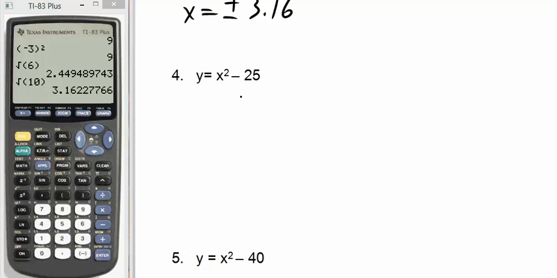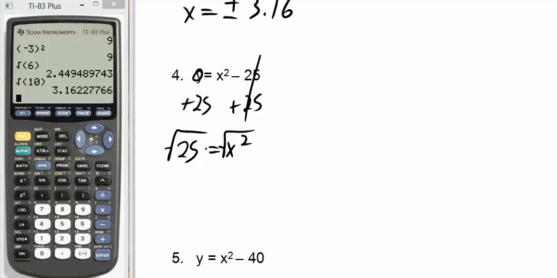Number 4, this one you should be able to do in your head actually. We set this equal to 0, plus 25, plus 25, x squared is equal to 25. Take the square root. 5 times 5 is 25, so x is equal to plus and minus 5.